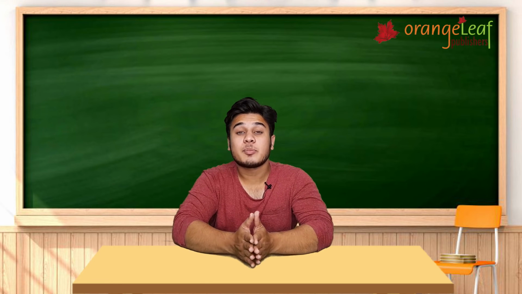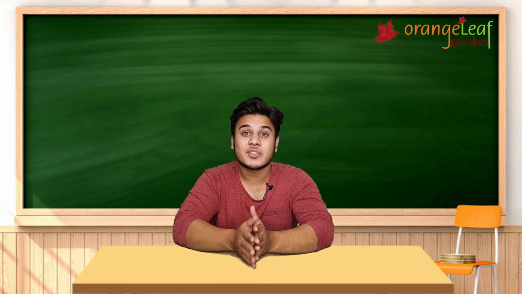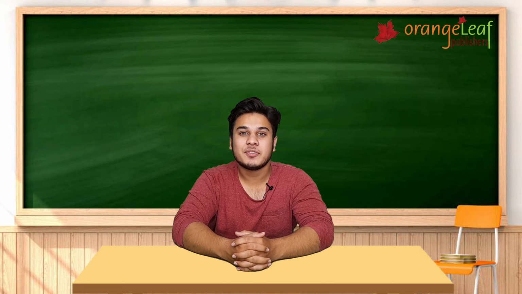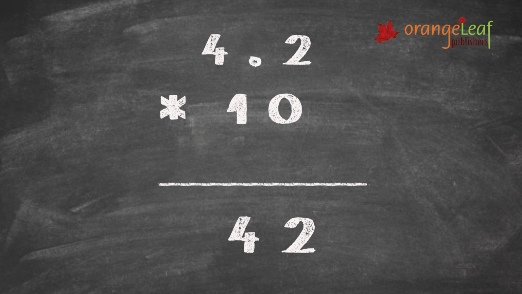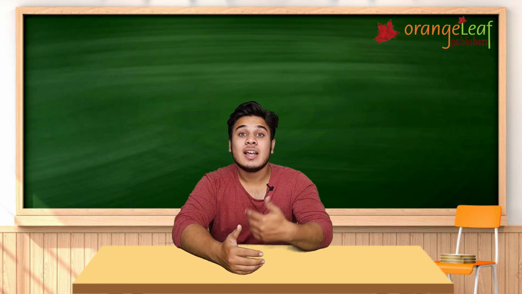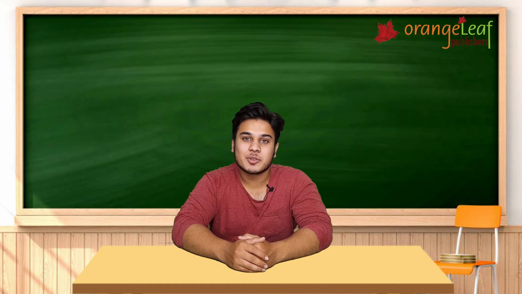We now have to find the product by changing the place of the decimal point. I'll help you with the first question. 4.2 into 10. We know that the decimal point moves one place to the right when multiplied by 10. So the answer is 42. Let's solve the following multiplication problems.